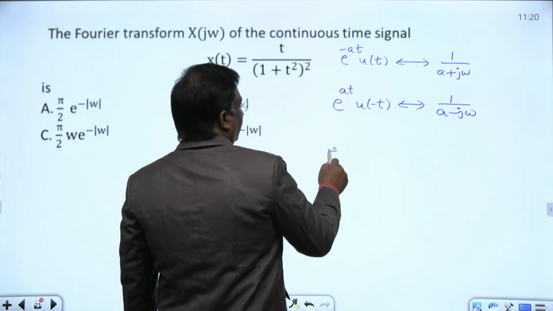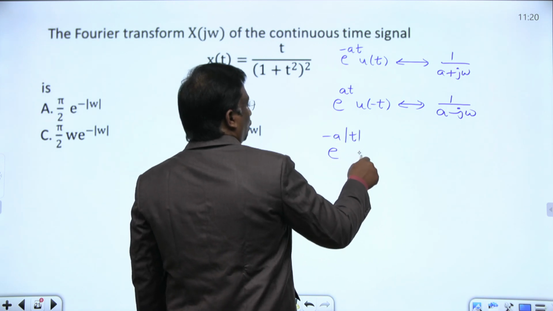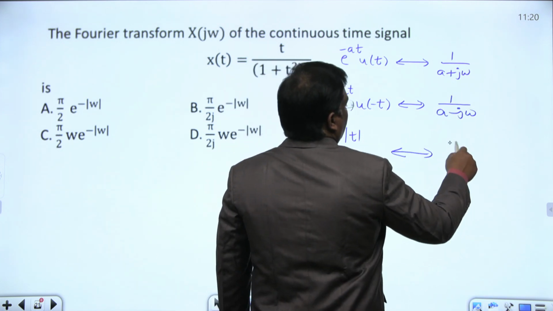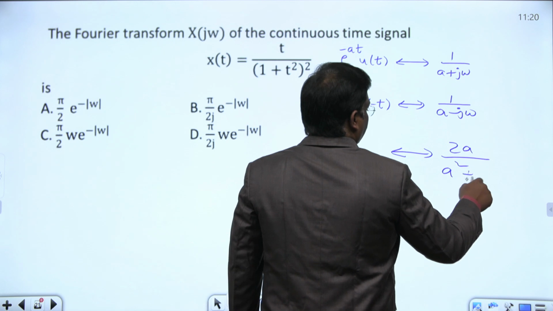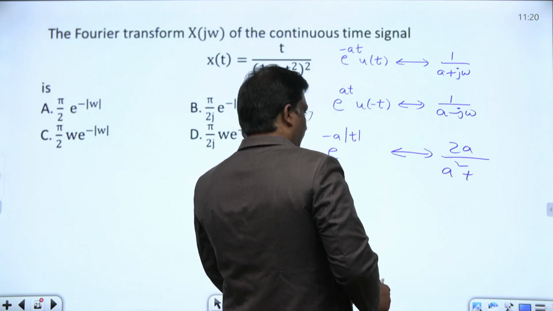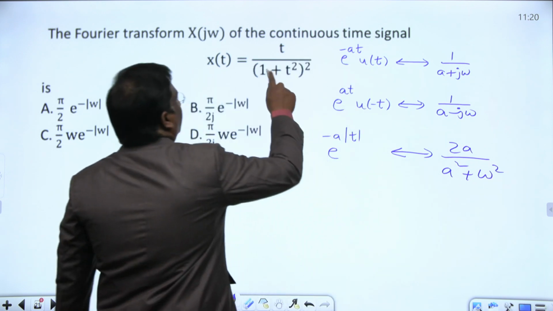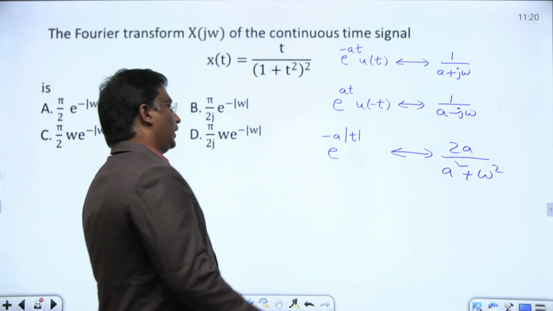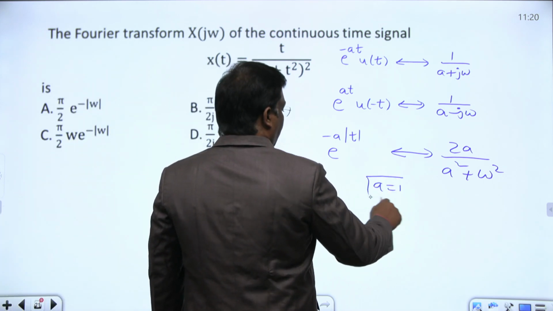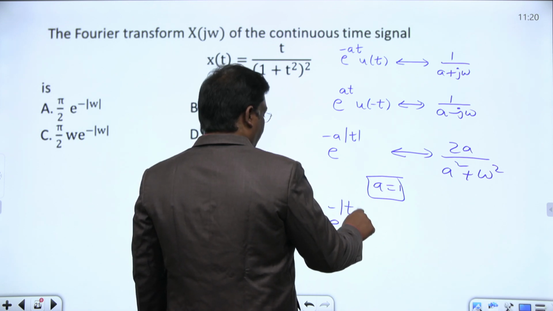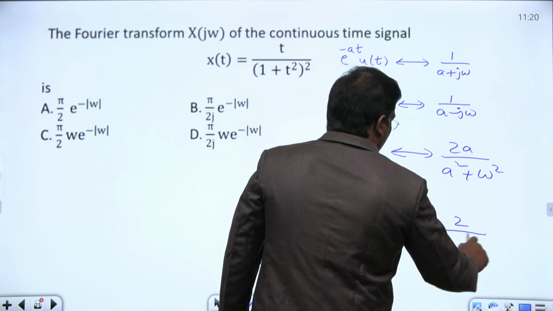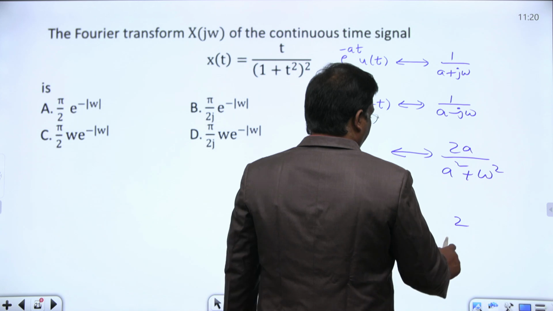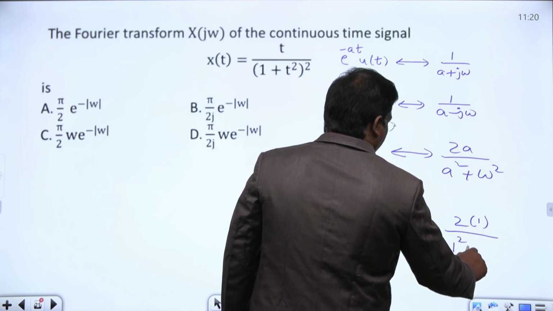If I add these two, we'll get e power minus a mod t. For this one, what is the answer? Add these two. We'll get 2a by a square plus omega square. Right now let us put a equal to 1 here. If I put a equal to 1, this is e power minus mod t, and this value is nothing but 2 into 1 divided by 1 square plus omega square.